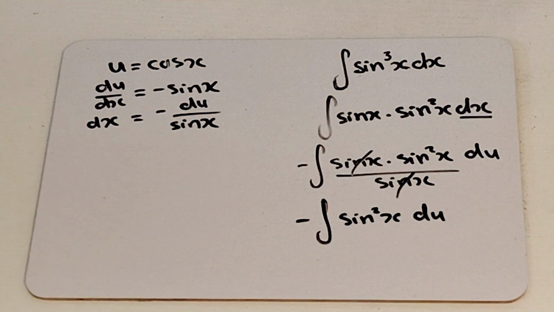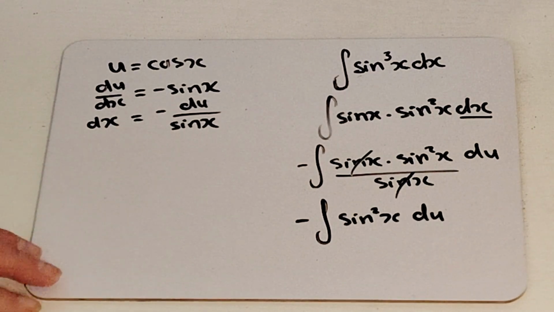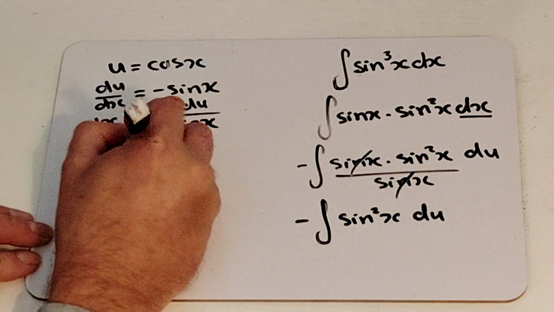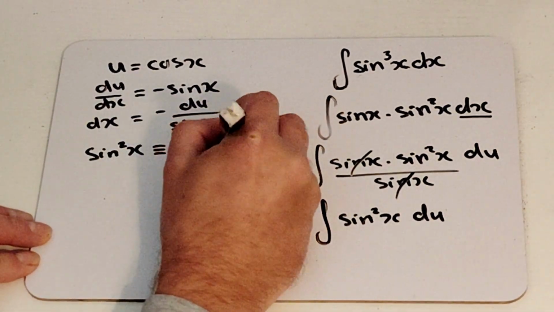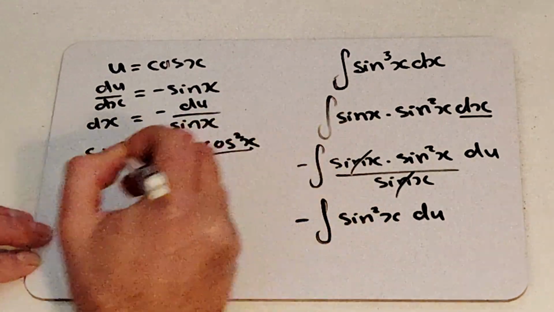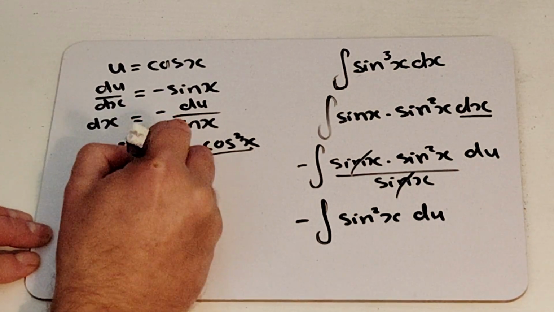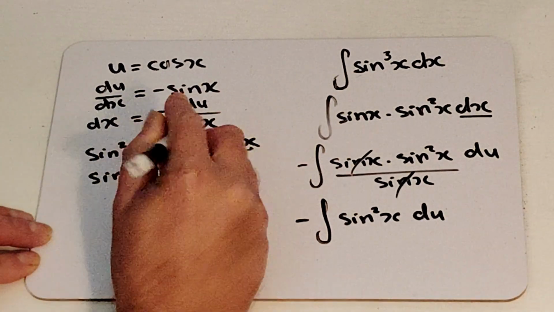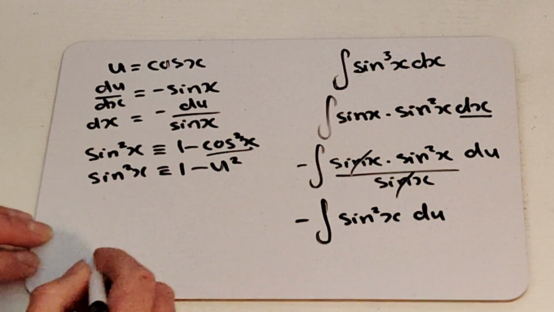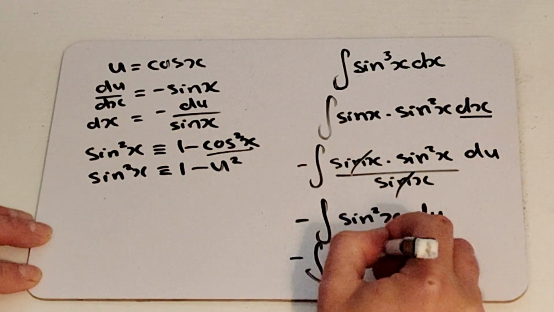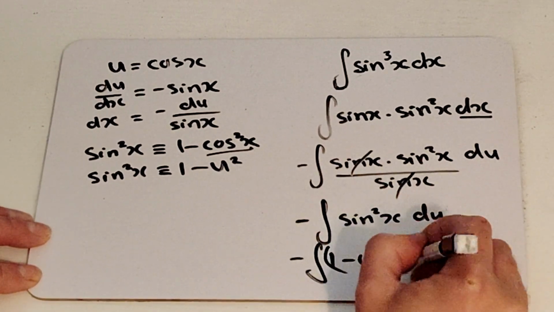Of course, I can't integrate that yet because I have the function in terms of x, and I'm integrating at the moment with respect to u. However, what I do know is sine squared x is the same as 1 minus cos squared x. And I also know that cos squared x from my substitution is the same as u squared. So I can replace my sine squared x with 1 minus u squared. And now I can place that into my integral, and I end up with 1 minus u squared in brackets du.